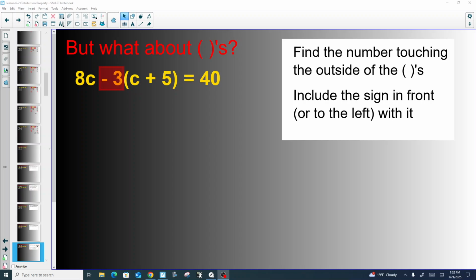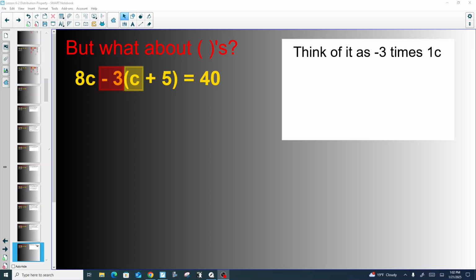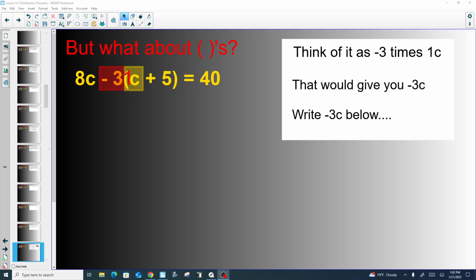Now, what we do at this time is we take that number and its sign on the outside of the parentheses, and we multiply all of the terms inside of the parentheses. So in this case, there's a c, and I would just think of that as a 1c there. You can just slap a 1 on there if you want, or just know it's a 1. Negative 3 times 1 is negative 3. And since there was a c involved, just let that c run along with the negative 3. So negative 3 times 1c is negative 3c. Write that right underneath what you are combining right there.